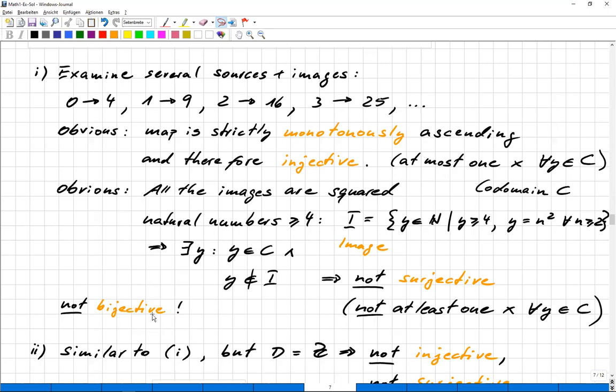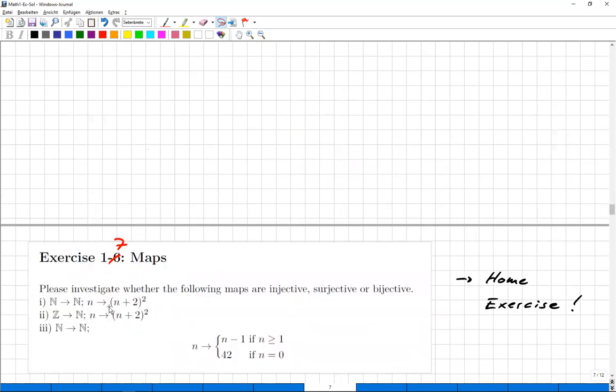And okay, clearly this demands these two very different aspects, as we call them, injectivity and surjectivity. Now, in case 2, on first side, it's exactly the same. It's the same map, but this time the domain is the whole numbers. That means we also have negative numbers in the game.